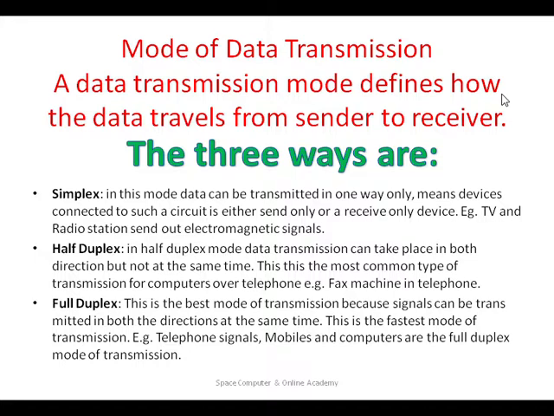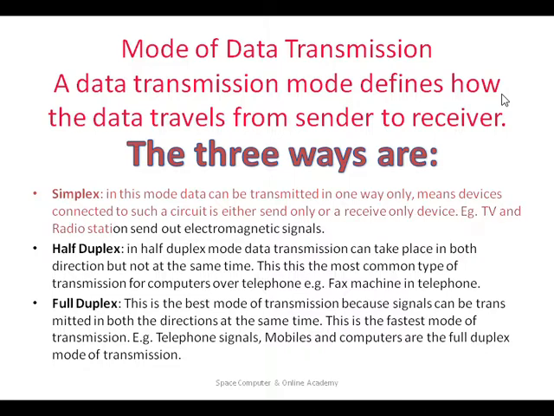Mode of data transmission. Data transmission mode defines how the data travels from sender to the receivers. I have defined three ways here: data transmits in three ways. Number one, that you can see easily, is simplex. In simplex mode, data can be transmitted in one way only, meaning devices connected to a circuit are either send-only or receive-only devices.